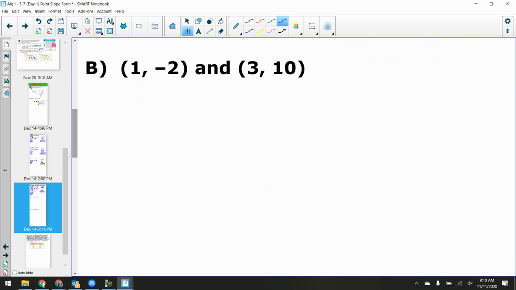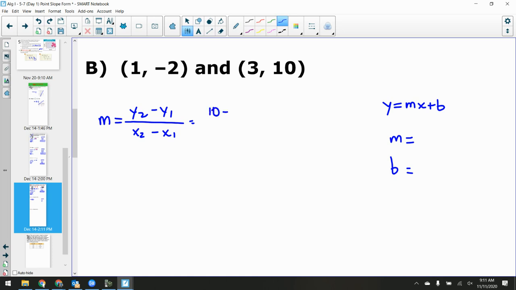All right, so again, the goal is to do y equals mx plus b. Got to find m, got to find b. I'm given neither of them. This is like the worst case scenario. So my m, again, just to write it out, y2 minus y1 over x2 minus x1, 10 minus -2 over 3 minus 1. So 10 minus negative 2 gets us a 12, because that's 10 plus 2. 3 minus 1 is a 2. So my m value is 6.